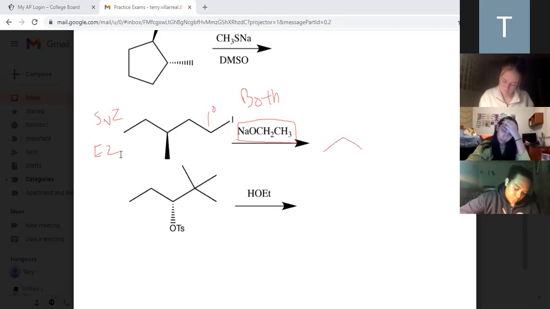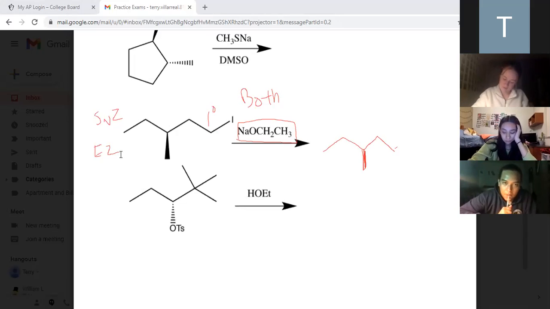Also, remember I said when it's a primary carbon, it's going to favor SN2 unless you add heat to it. So now we are simply going to replace it with our OCH2CH3. Does that make sense?